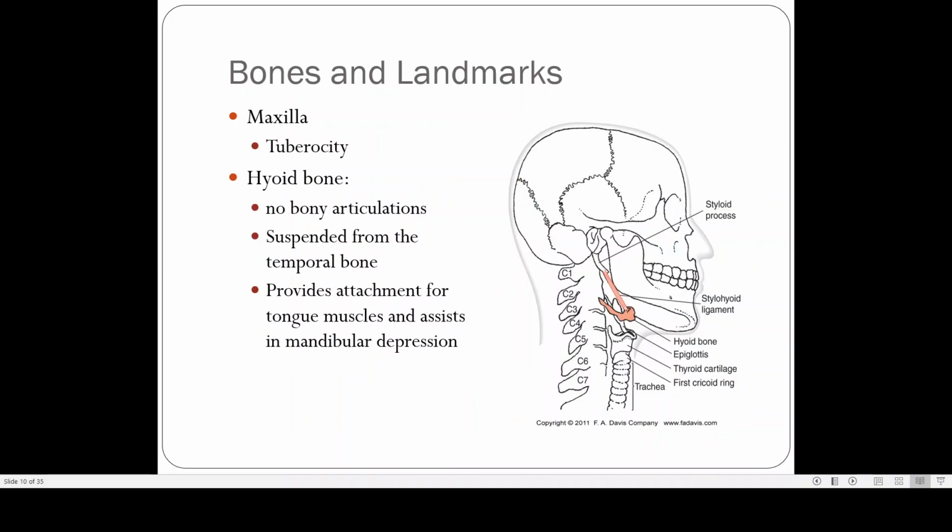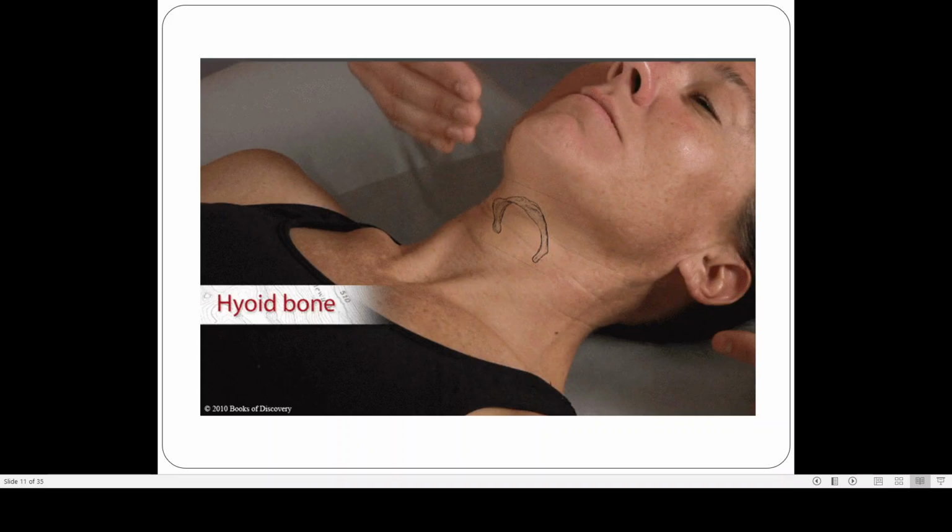Our maxilla is going to be our upper jaw. And then we also talk about the hyoid bone when we're talking about the TMJ. And if you remember, the hyoid bone does not have a bony attachment. It's suspended by muscles and ligaments in the throat area. And we'll talk about that here in a minute.